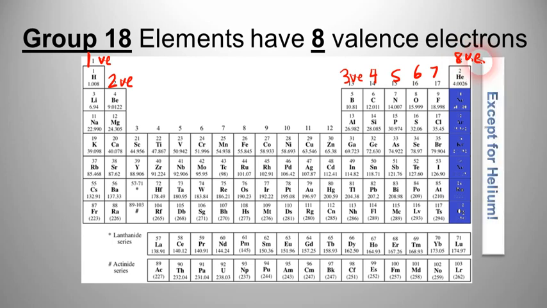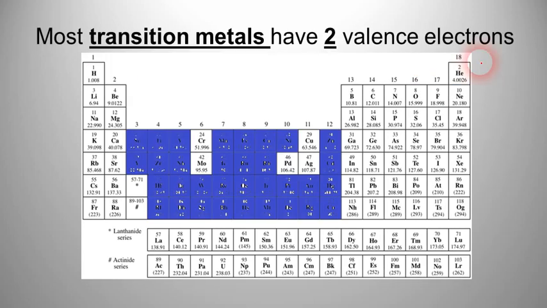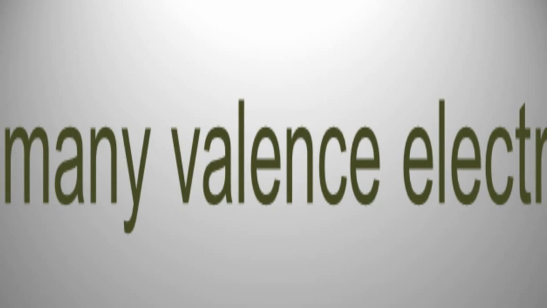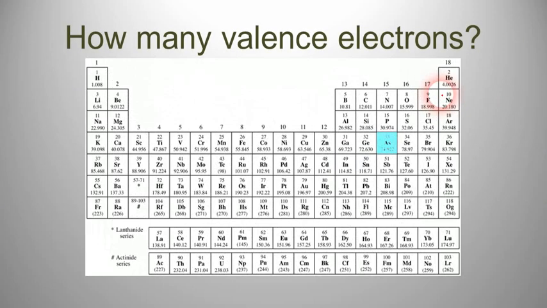Now, we didn't mention the ones in the middle. Most of those transition metals actually have 2 valence electrons. There are a few exceptions, as you can see, but generally speaking, those transition metals have 2. Now, this is important because there is a very important state for elements. Now, of all these valence electrons, there's actually one state that's very important. We'll talk about that in a second here, but let's get some practice.